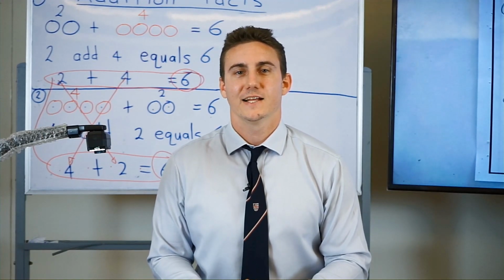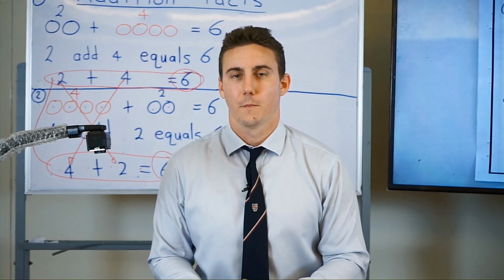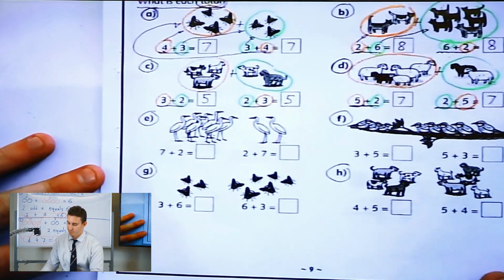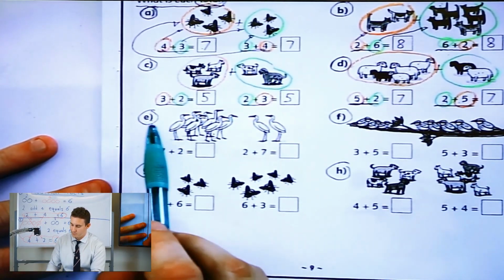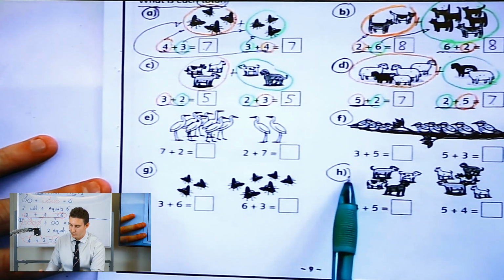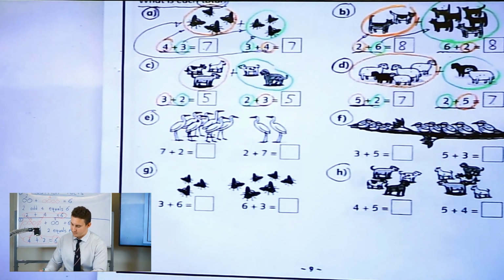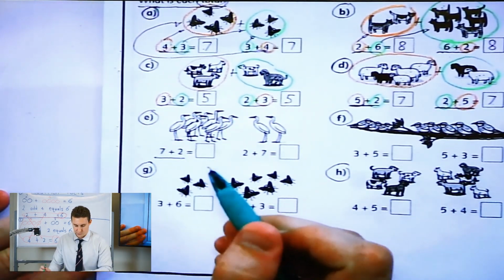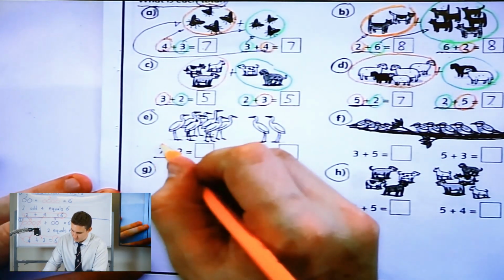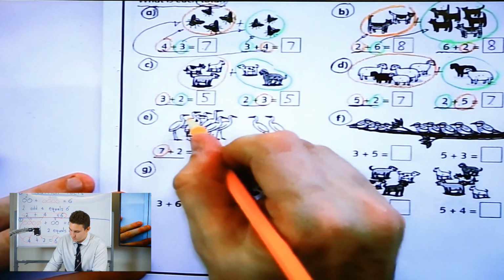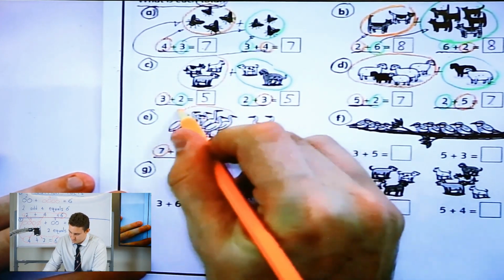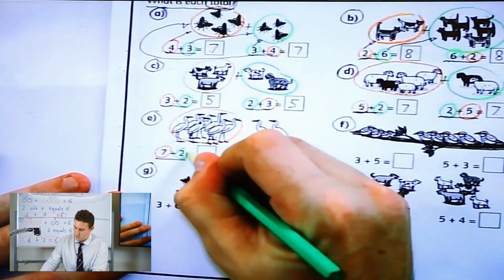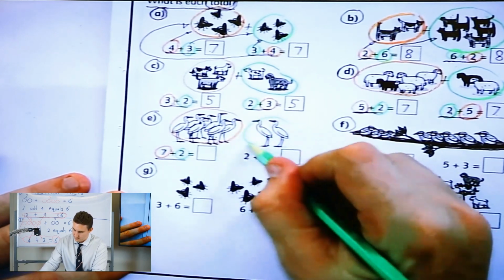Okay, students, let's go over the final examples from page number 9. Okay, let's look at page 9, please. Addition facts. Let's go over example E, F, G, and H. Now, if we look at example E, the first sum says 7 plus 2. And I'm going to put 7 in orange, which is 1, 2, 3, 4, 5, 6, 7 birds there in orange. And the 2, I'll put in green.